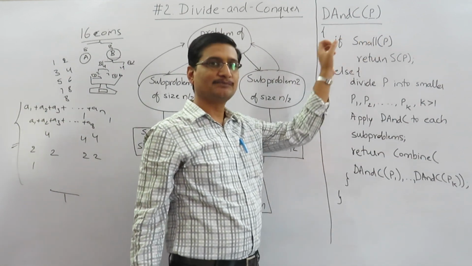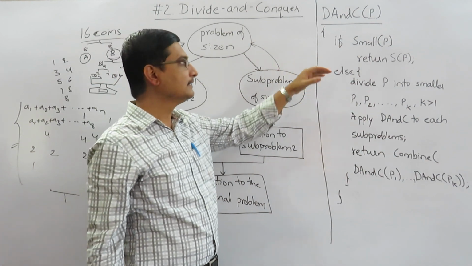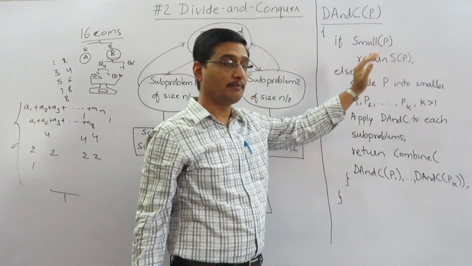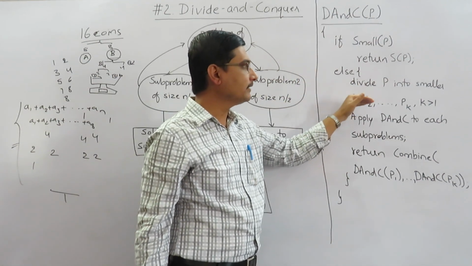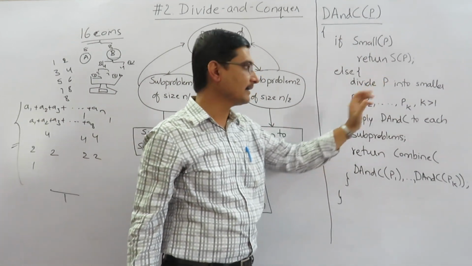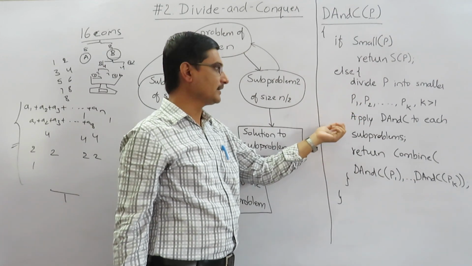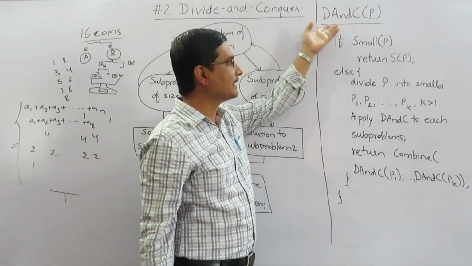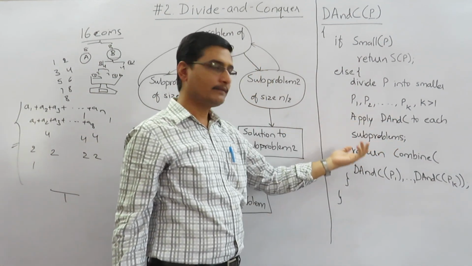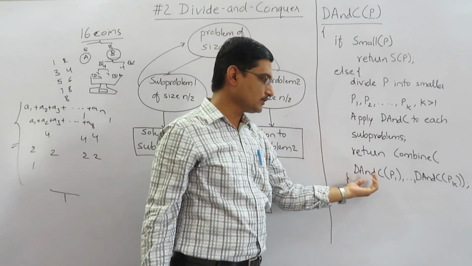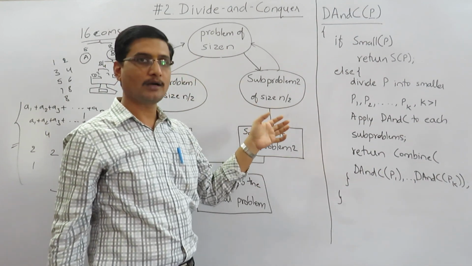If this problem is small enough, meaning we can solve it at hand, then we are going to return the solution of the problem. If it is not small enough, we are going to divide P into smaller instances, P1, P2, so on up to Pk, where k is greater than 1. After dividing the problem into smaller instances, we are going to apply DNC again, that is recursively, to each of the subproblems. Then we are going to combine the solutions of P1, P2, so on up to Pk. This is how divide and conquer works.